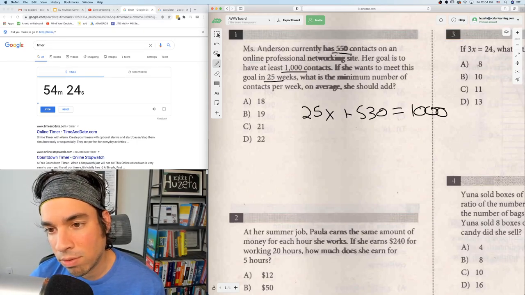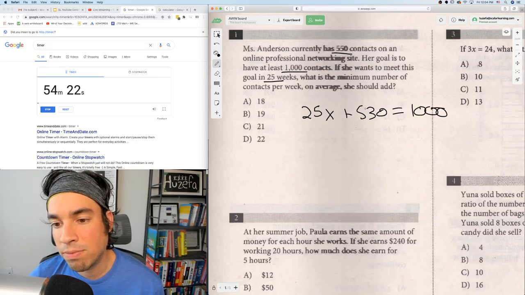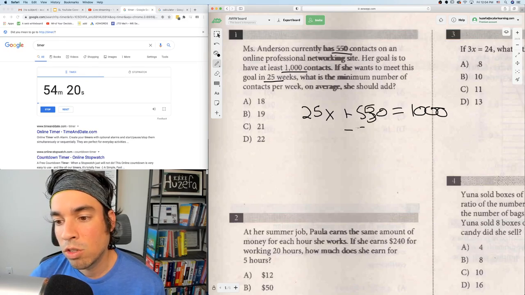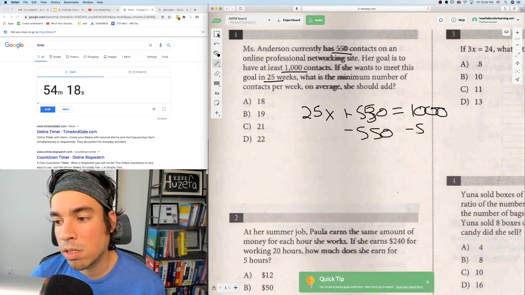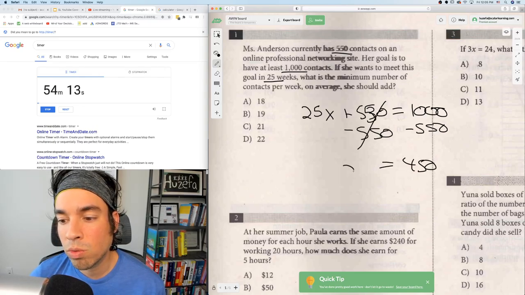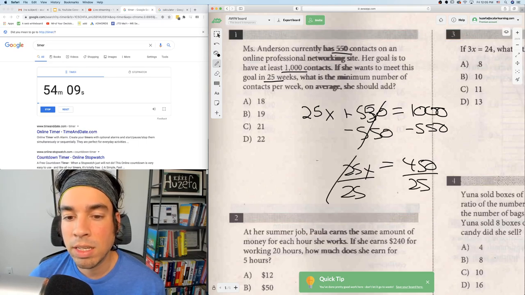I can't tell if that's 530 or 550. I think it's 550. Let's just assume it's 550. So I subtract 550 from both sides, and that is 450 equals 25X. Divided by 25, that should be 18.